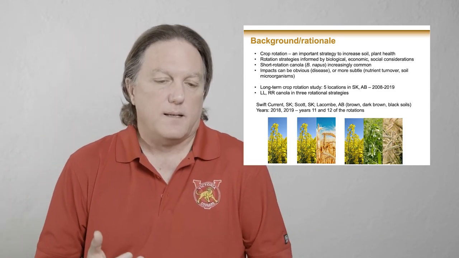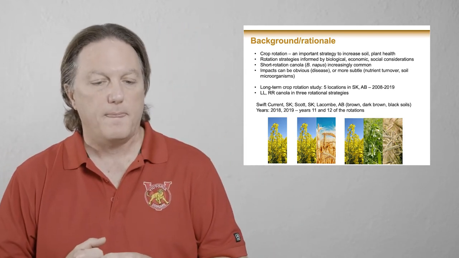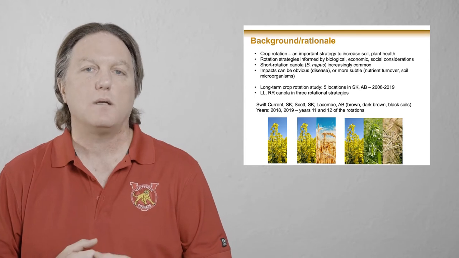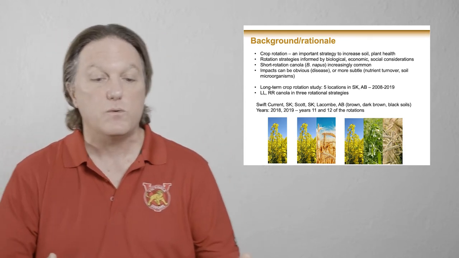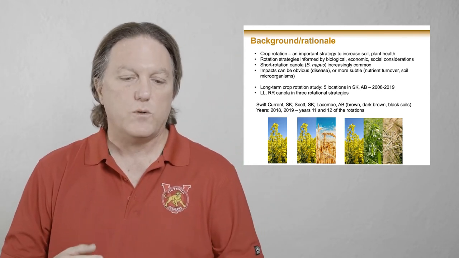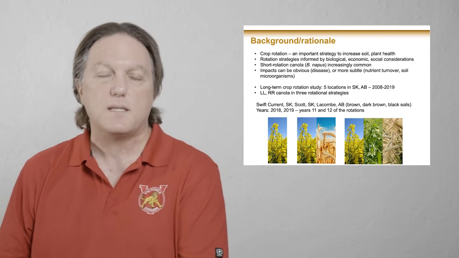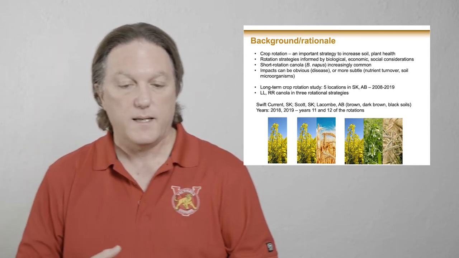And we know that one rotation that's seeing increasing application is short rotation canola, even going all the way to the old canola snow rotation or continuous canola. So the impacts of these kinds of rotational choices can be obvious in terms of disease, thinking of clubroot in particular, but also things like sclerotinia, blackleg, and so forth.